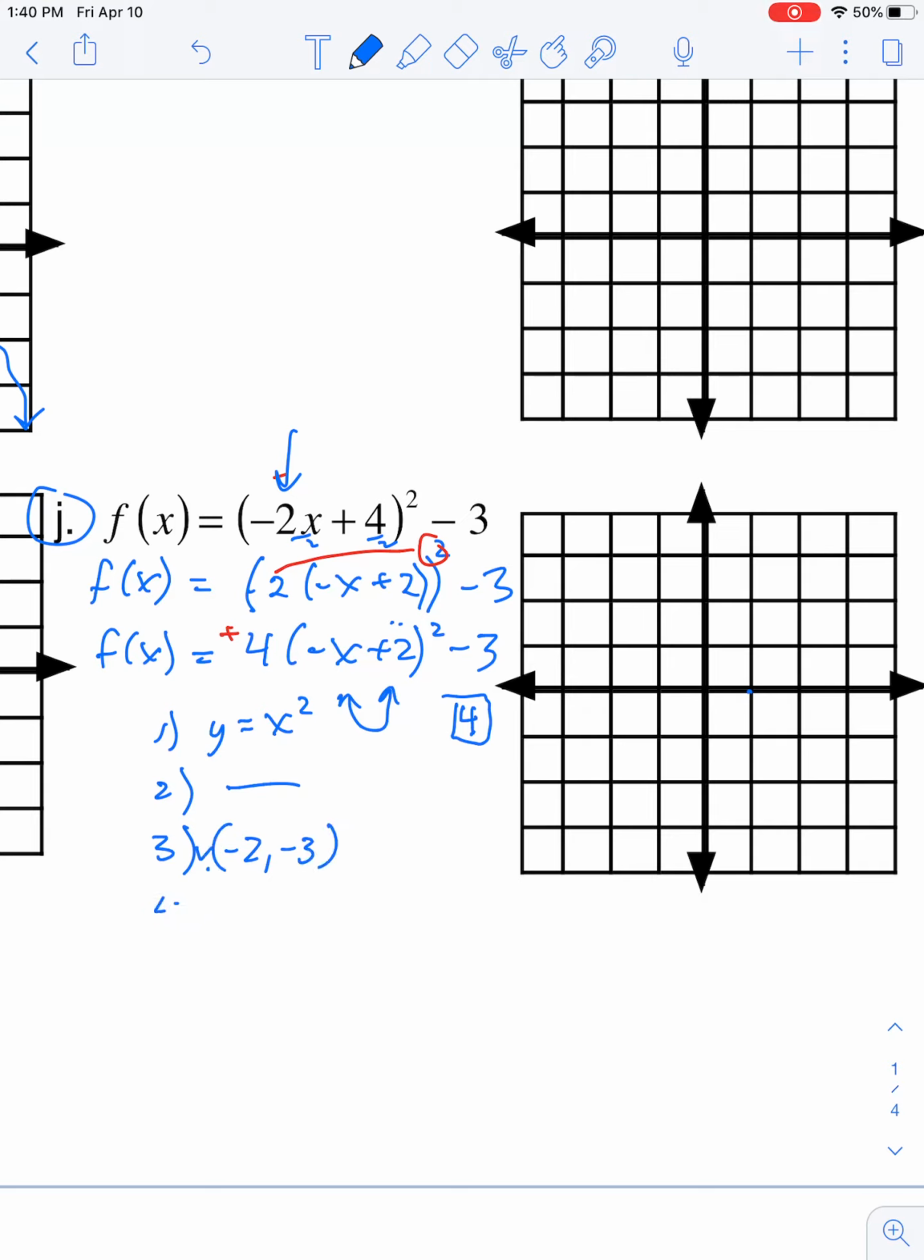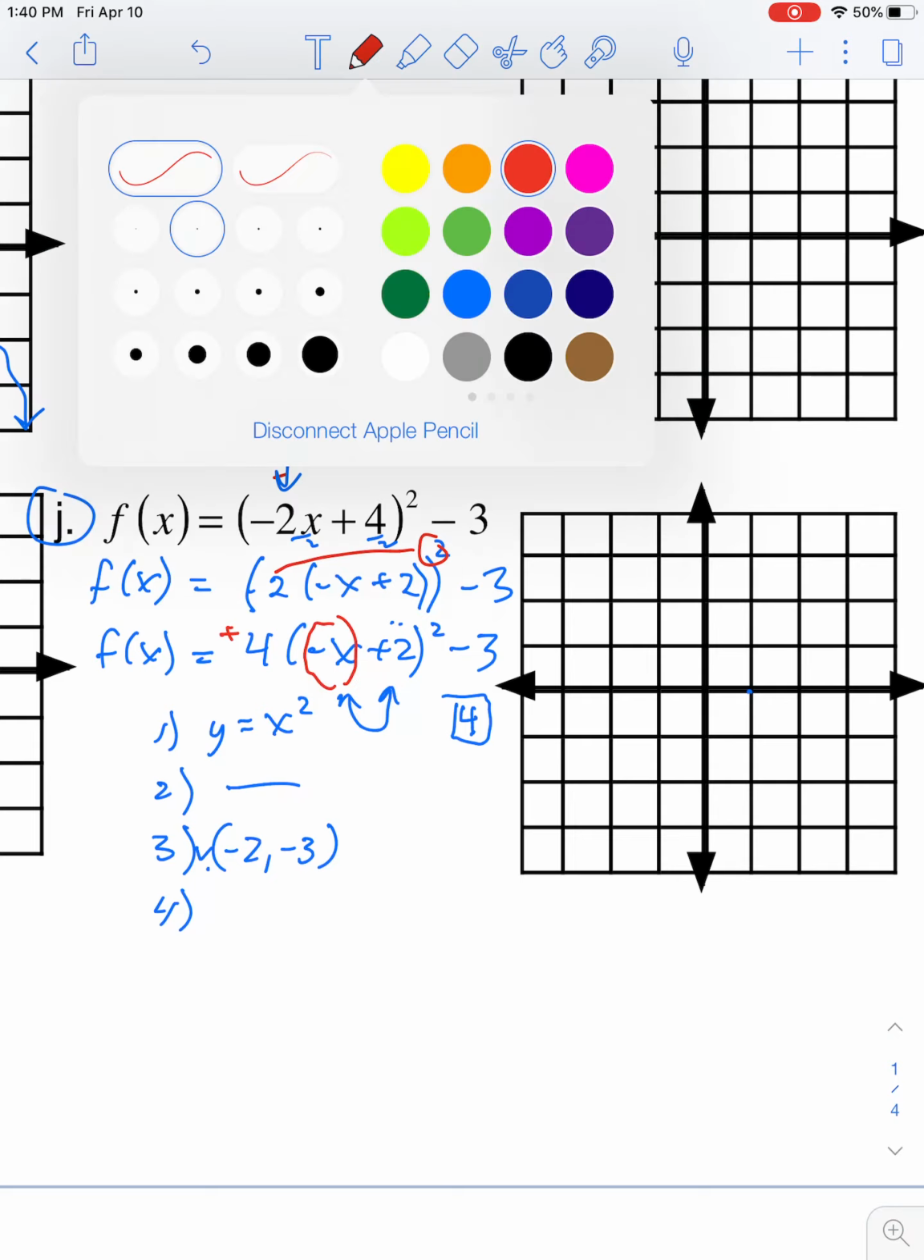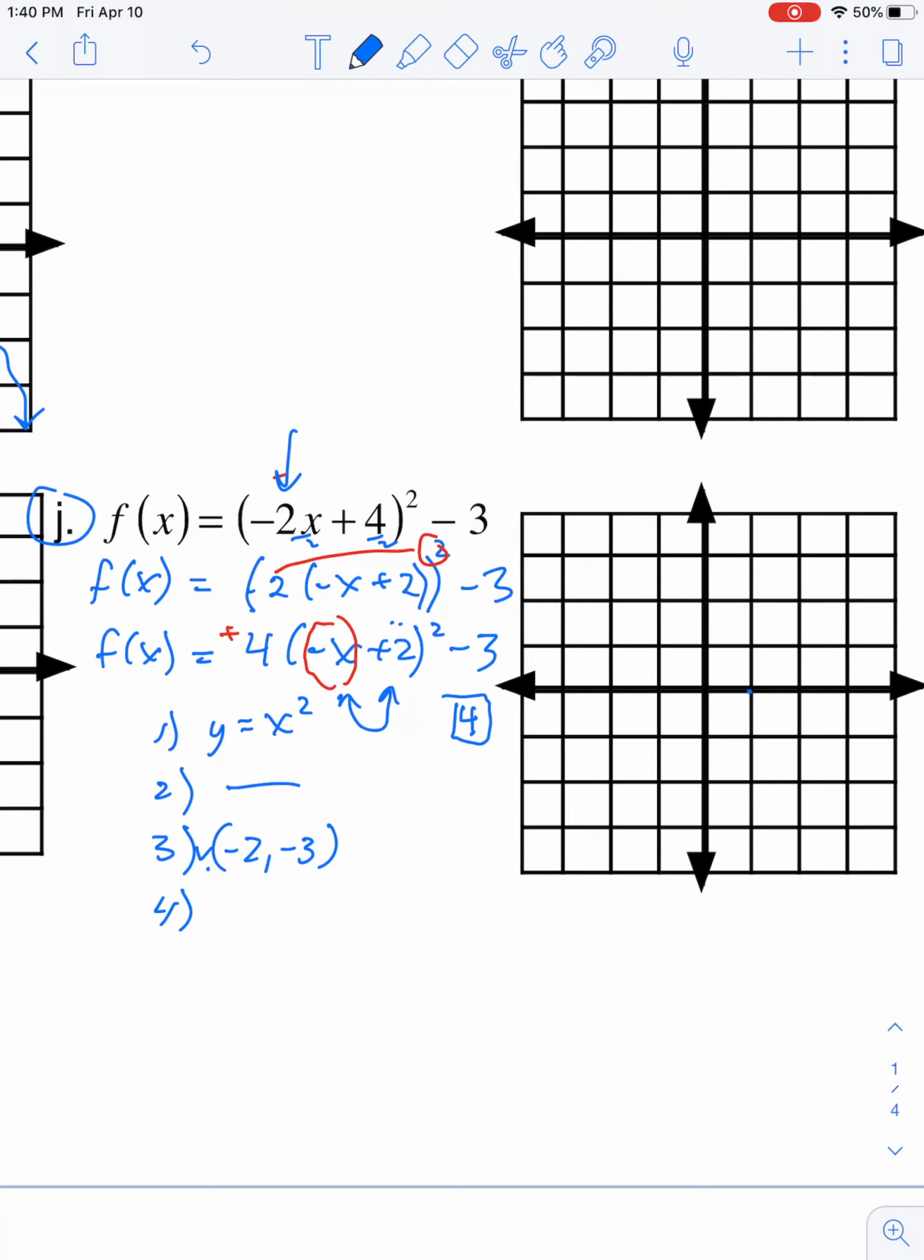And my last step, because there's a negative with that x there, we are going to be reflecting in the y-axis. So, as a reminder, I put that like that. My eventual vertex, the x is going to change sign, so it'll look like that.